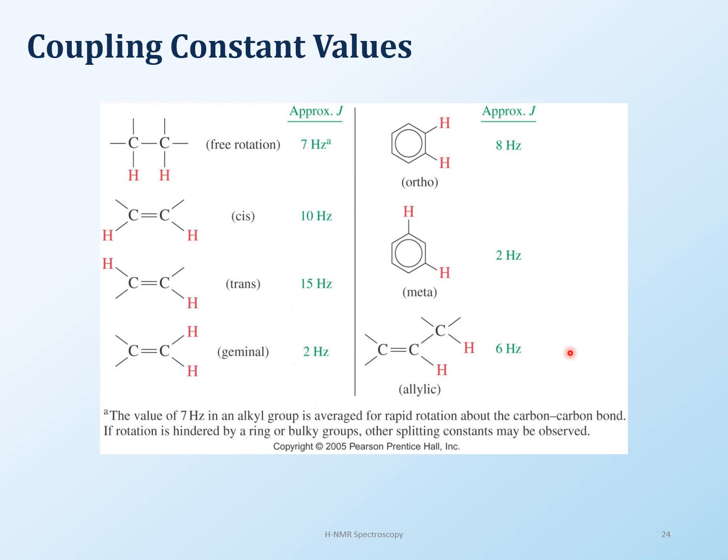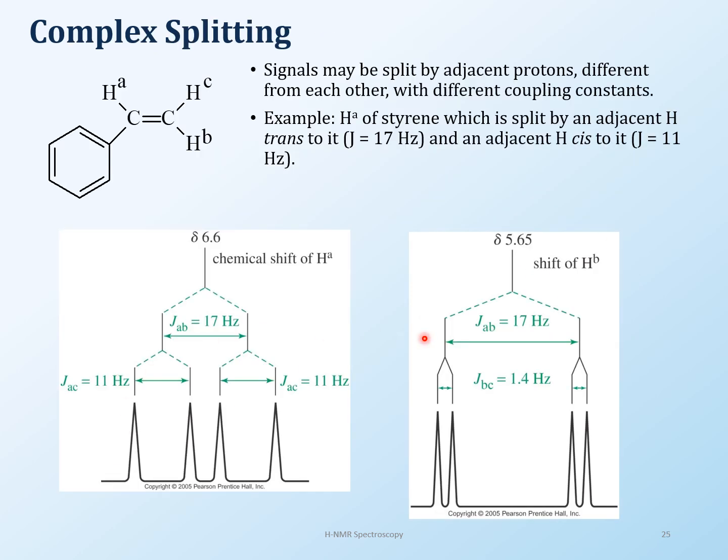So the coupling constants help to figure out if you have a cis double bond or a trans double bond, because in some cases, like when you do Wittig reactions, you don't know whether you have a cis or a trans bond. And here you can see for ortho and meta substitutions, you can figure out if you have that kind of substitution, because the coupling constant can tell you that. So it has its uses.